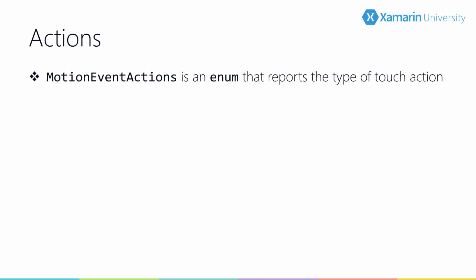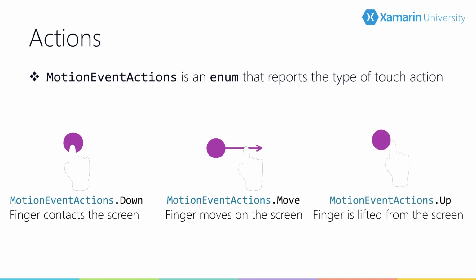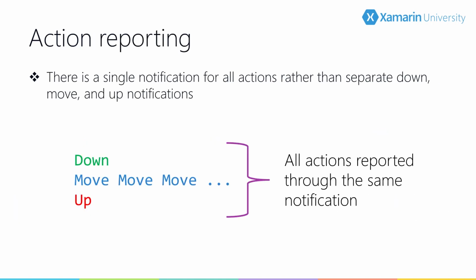Actions are listed in the MotionEventActions enumeration. For single touch, we use the 3 core enumeration values: down, move, and up. Android sends you the stream of down, move, and up notifications all through the same channel. So for example, if you choose to be notified through an event, you will subscribe to a single event that gets raised for all of these actions. You'll be passed a down, move, or up enumeration value so that you can determine which action occurred.